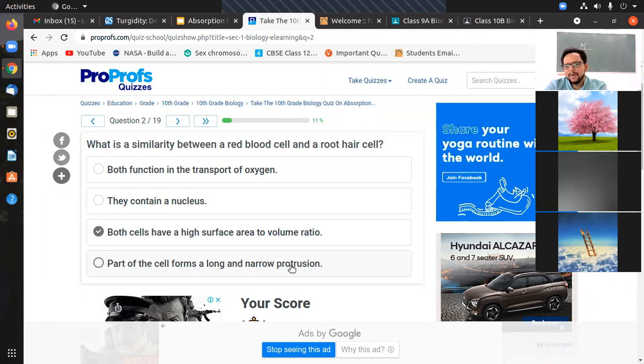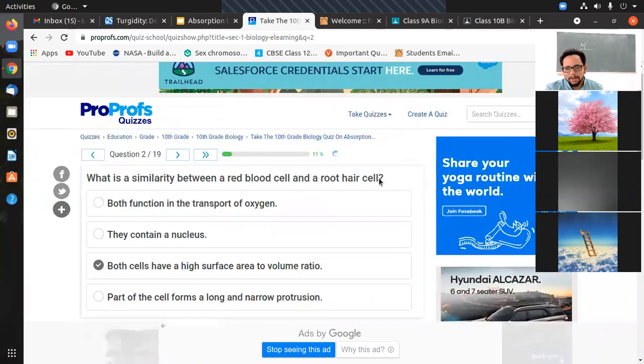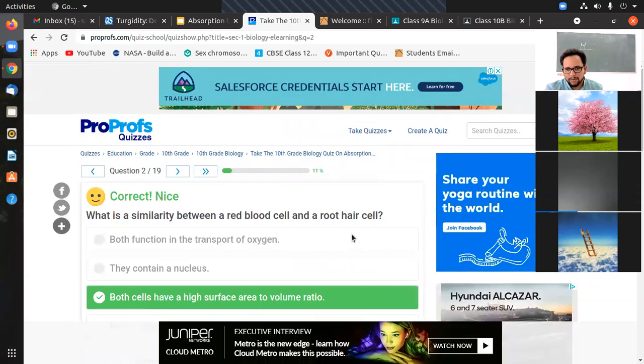And part of the cell forms a long and narrow protrusion. In root hair cell, it forms a protrusion, the root hair. But in RBCs, there is no protrusion, no outgrowth. So the correct option is this one: both cells have a high surface area to volume ratio. Submit my answer. It should be correct, of course.